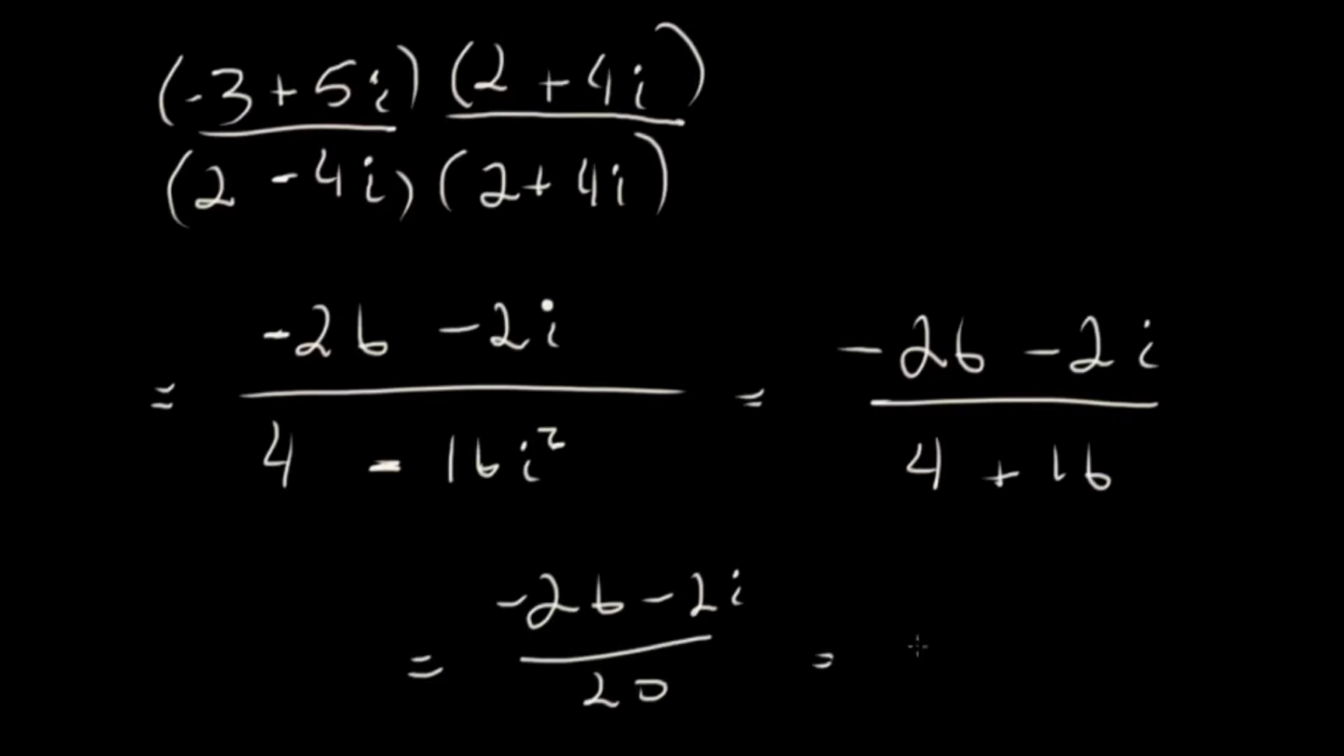And that simplifies to negative 13 tenths minus 1/10 i. All right, so keep in mind we can also have fractions when it comes to complex numbers, right? Rational numbers are contained in the complex numbers.